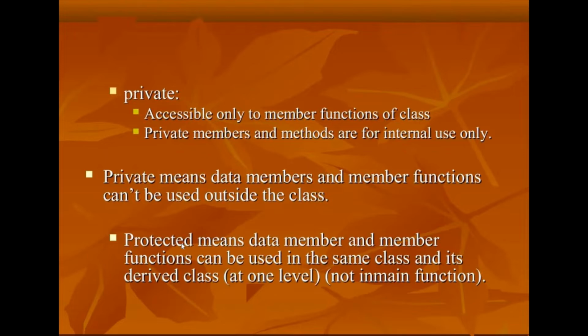One more access modifier is known as protected. Protected means the data members and the member functions can be used in the same class and also in the derived class only, or you can say in the immediate class, not in all the classes present in the program. It is accessible to the same class as well as the immediate class.